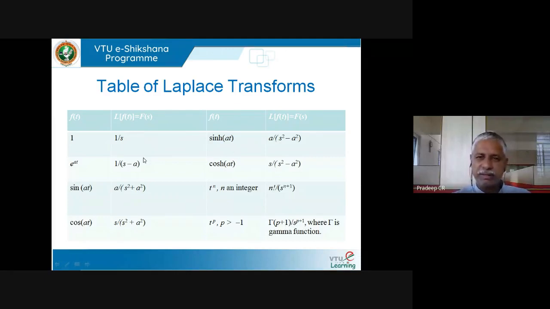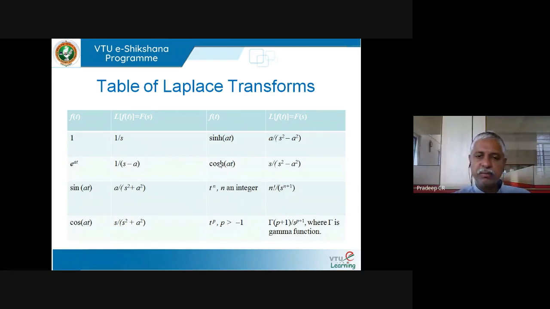So for your examination purposes, these 8 will suffice. If you want, as I said, you can check on the net or some standard textbooks. You will find Laplace transform of various functions. For your examination purposes, these 8 are sufficient. Of course, 7 are sufficient, mostly.